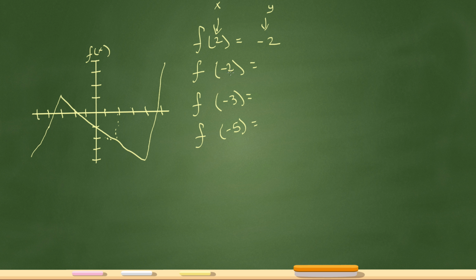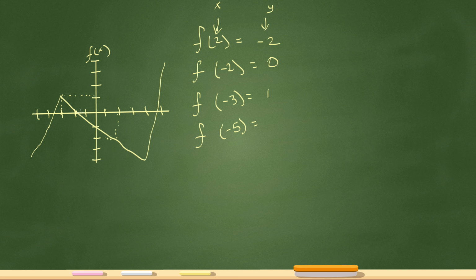Now similarly, if I'm trying to figure out f of negative 2, that will be right there. Let's say that's about 0. Could be a little bit higher, but for our purposes, approximate value, x is negative 2, the y value of the graph there is 0. And then f of negative 3, 1, 2, 3, so there's negative 3. And the y value there is about 1.